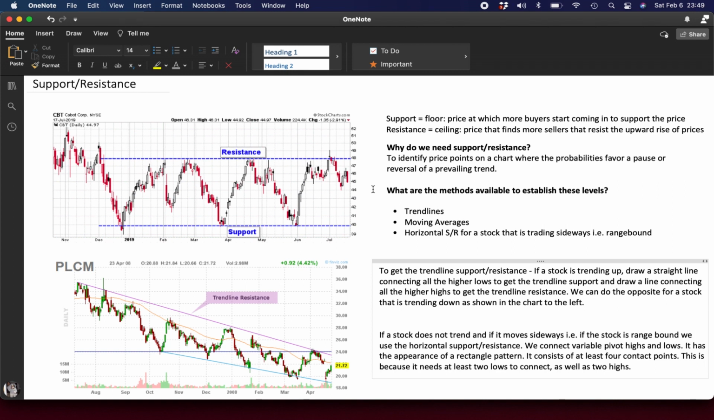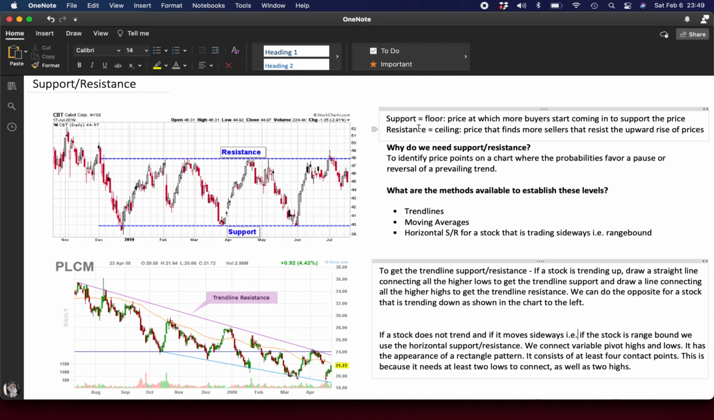What is resistance? Resistance can be viewed as the ceiling. That is the price that finds more sellers that resist the upward rise of stock prices. Think about breakouts to the upside having a strong resistance. Now, essentially at these levels, there is selling interest for a stock whose prices have increased quite a bit.